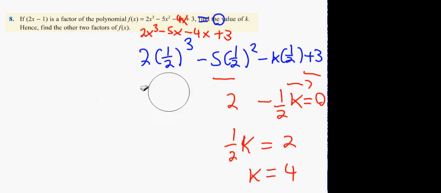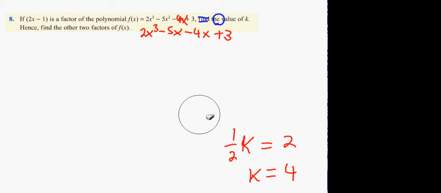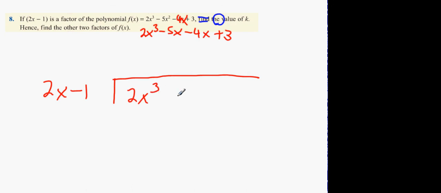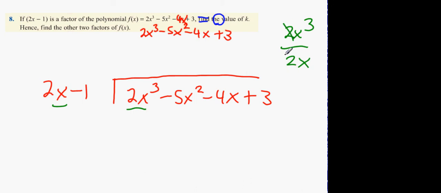Because it's an x cubed equation, it means there's 3 brackets multiplied by each other. To find the other 2 brackets, all I got to do is divide 2x minus 1 into 2x cubed minus 5x squared minus 4x plus 3. Okay, Rory, what's 2x cubed divided by 2x? The 2's cancel. One of the x's will cancel. X squared. Okay, what do you do now?